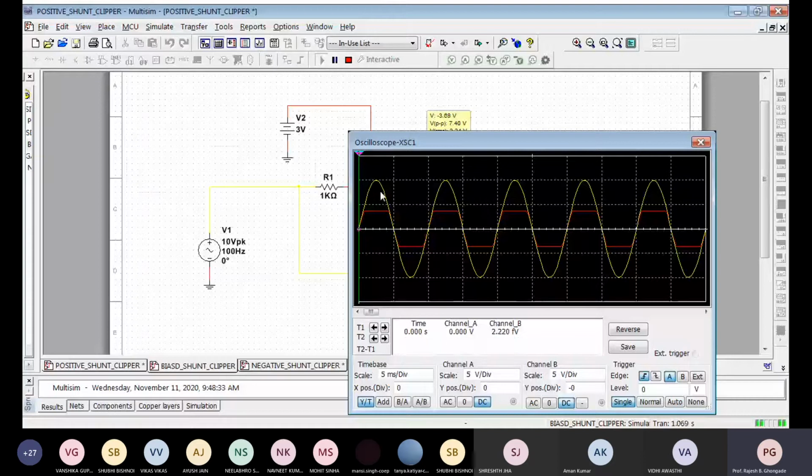So if I run this, I'll see that it is clipped off on both the sides, and you see here it is 3.7 volts. So it is VB1, that is 3 volts, plus the diode drop, that is 0.7. So it is giving me 3.7. On the negative side I am also getting minus 3.7. Is this fine? Okay.